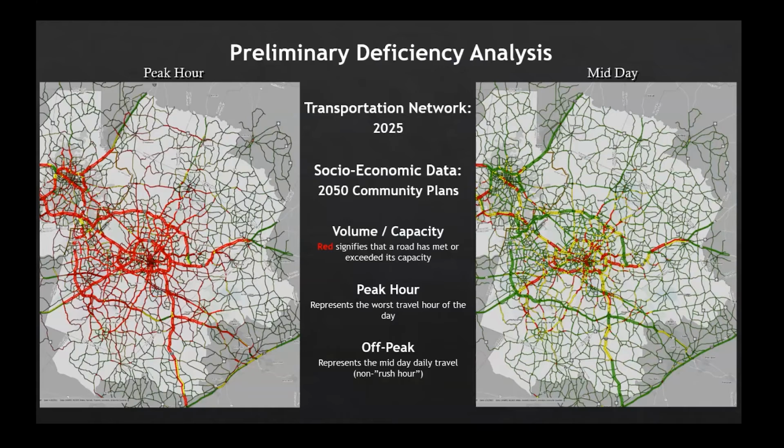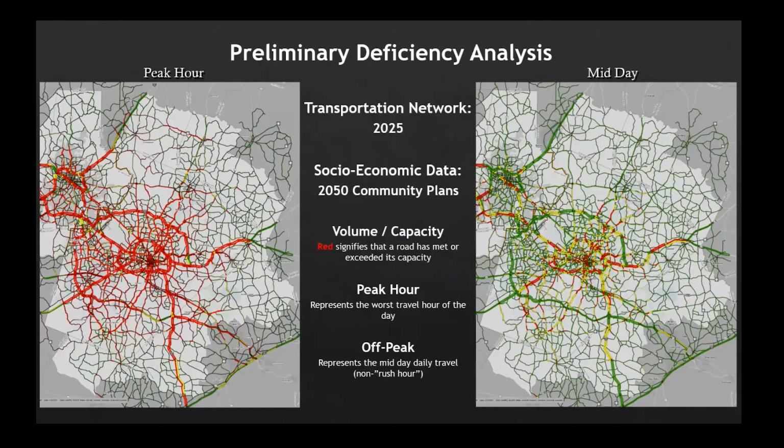If you look at the middle where the circle is, that's Raleigh, and you can see the 440 and the 540 loops, and then to the left side is Durham. Both of these maps are exactly the same other than the times of day. If you look at this map as green to red, a good to bad level of congestion, that's what we're looking at here. It's showing the volume of traffic that's traveling on the roads as compared to the amount of traffic the roads were designed to carry, or the capacity.